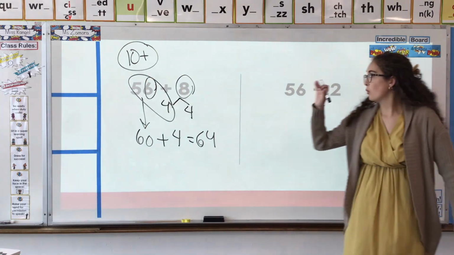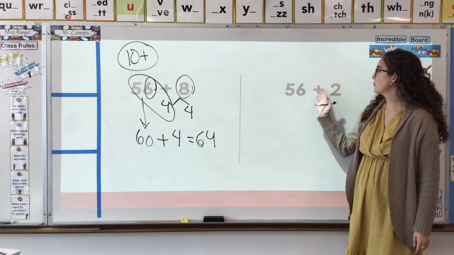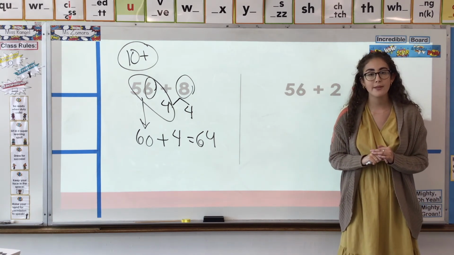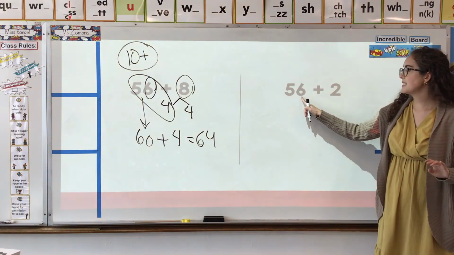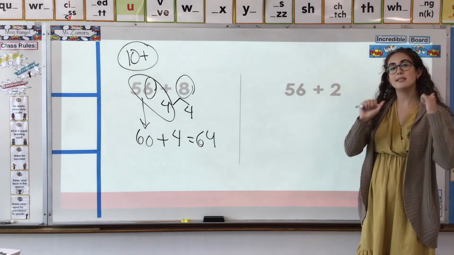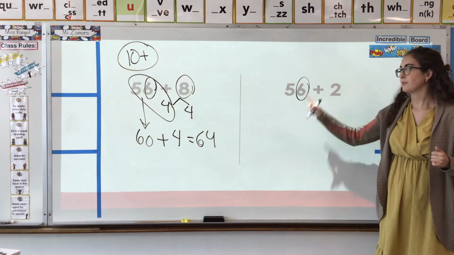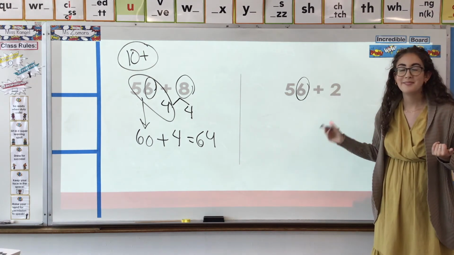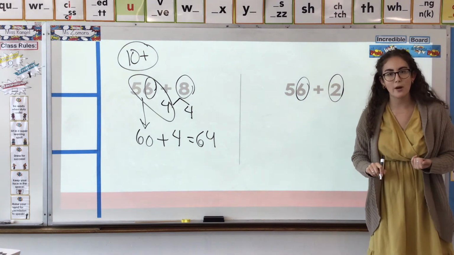So then, what if we moved over here? We now have 56 plus 2. What strategy are we going to use? Let's take a look at the ones. Okay, in 56, what number's in the ones? The 6, it's the same. And in the 2, what place is the 2 in? It's in the ones place as well, since it's by itself.